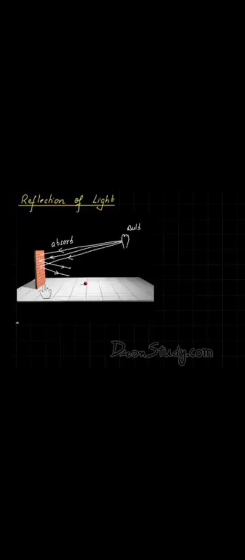Some of the rays are absorbed by the wall. When the rays of light fall on the ball, many rays of light will fall from a bulb to a wall. Some of them will be absorbed by the wall and the rest of them will be bounced back or reflected back by the wall.